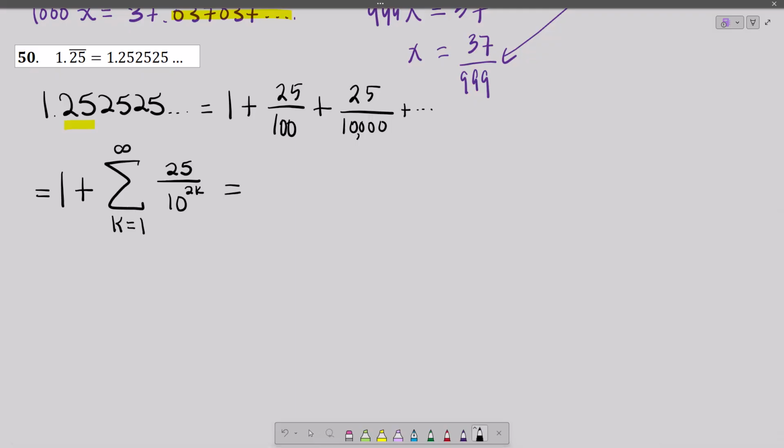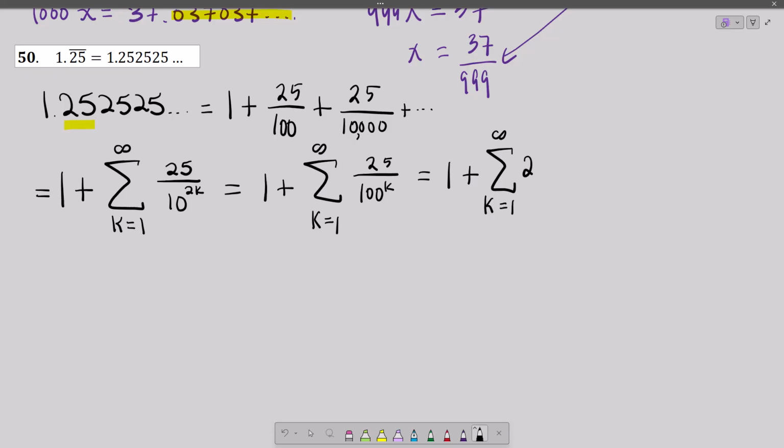Let's do the same type of thing here. So we have 1 out in front. And that's going to be k equals 1 to infinity. Let's make this 25 over 100 to the k. And if you wanted to write it in that arc form, we could go even further and write this as 25, that's the a, and then the r would be 1 over 100 to the k. That would be that standard geometric series form where we have a r to the k, the arc form.